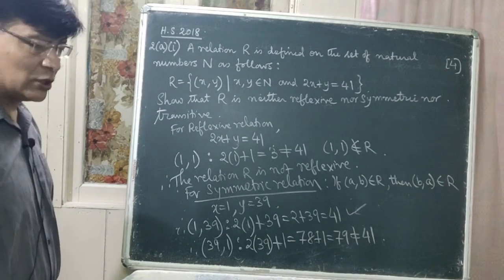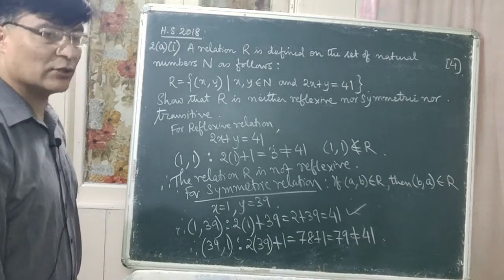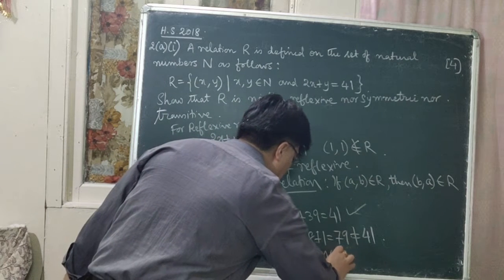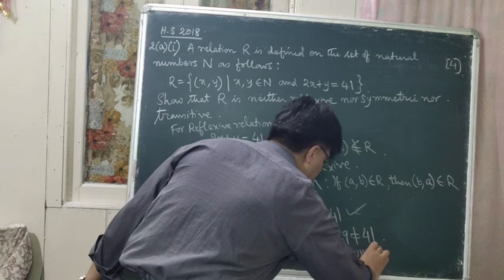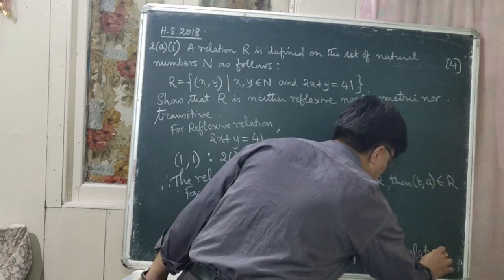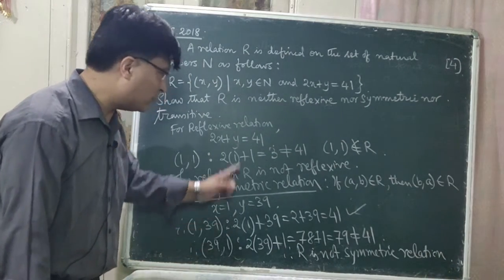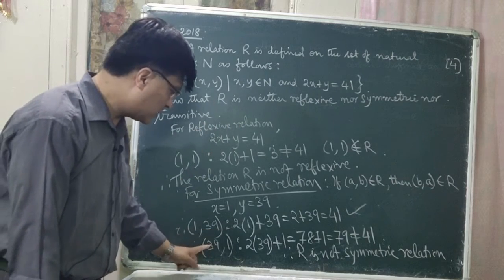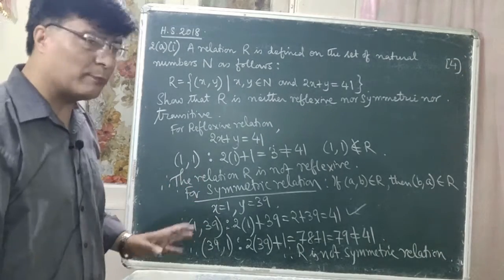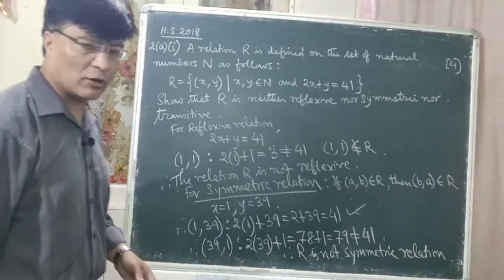So is it a symmetric relation? No. The relation R is not a symmetric relation. Therefore, R is not symmetric. R is not a symmetric relation because 1, 39 belongs to the relation R, but 39, 1 does not belong to the relation R. So this example proves that the relation R is not symmetric. Okay, so you can copy it.